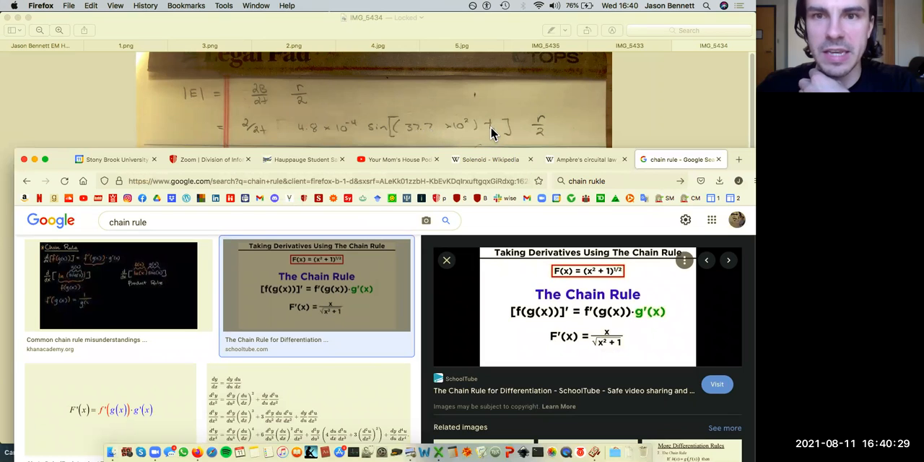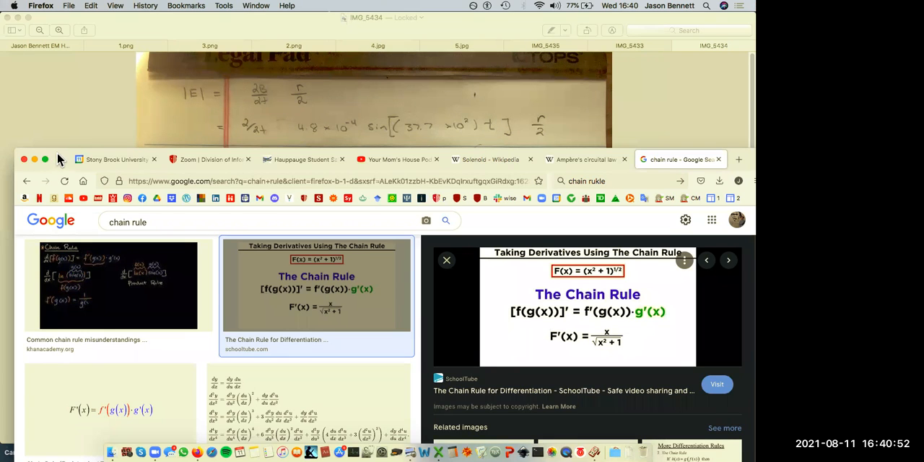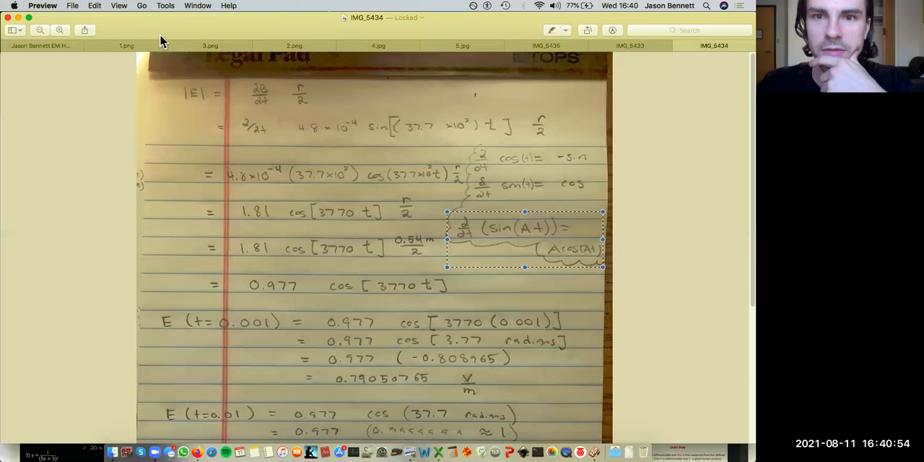It's 3,770 times t. So to take the derivative of that, we take the derivative of sine and just forget about it. So that's the cosine with everything still on the inside. But then we also take the derivative of 3,770 times t, which is just, you just drop the t, because the power of 1 goes to 0. Okay, then we have that.